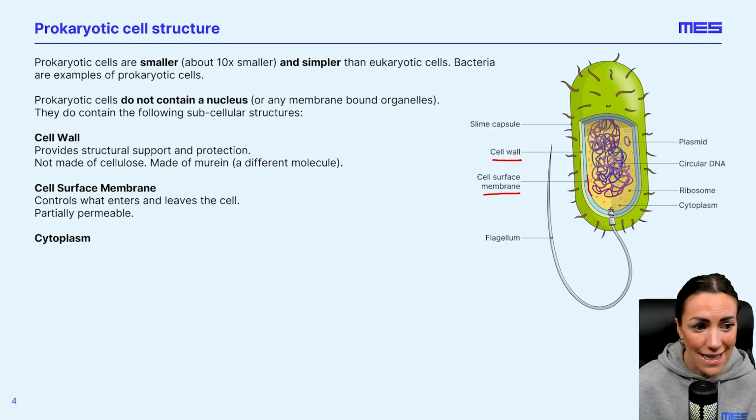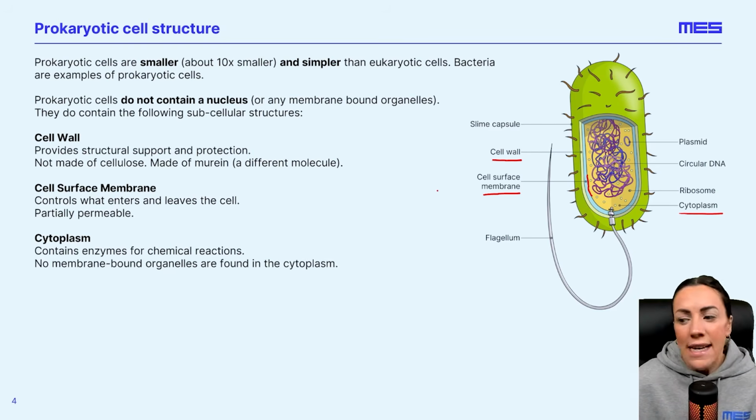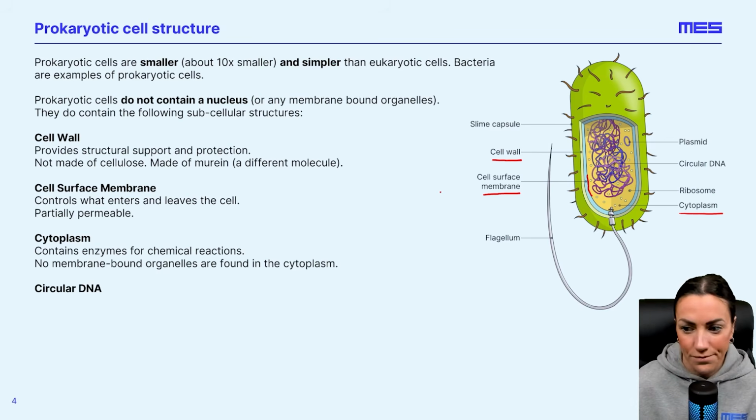It also has cytoplasm, which you can see in yellow. Again, just the same as in a eukaryotic cell. It's a jelly-like fluid that fills the cell. It contains enzymes because it's where lots of different chemical reactions take place. But in this cytoplasm, there are no membrane-bound organelles. So there's going to be no nucleus and no mitochondria.